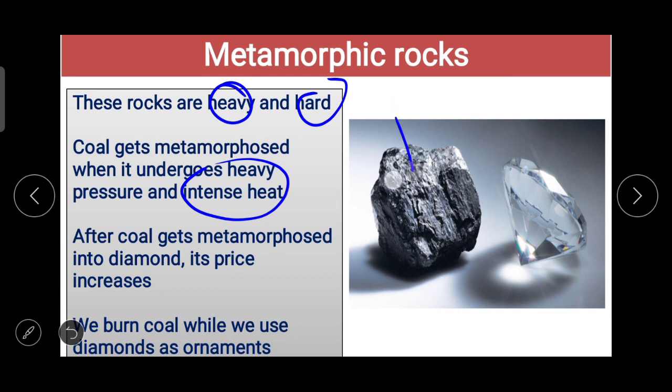तो पहले ये था कोल, फिर ये बहुत सारे हेवी प्रेशर में गया, इंटेंस हीट भी उस पर हो गई, तो इससे बन गया डायमंड. तो अगर हम डायमंड और कोल की प्राइस कंपेयर करेंगे तो डायमंड की प्राइस कोल से कहीं ज़्यादा होती है. We burn coal while we use diamonds as ornaments. So this is the difference between coal and diamond, or we can understand here how diamond is formed.